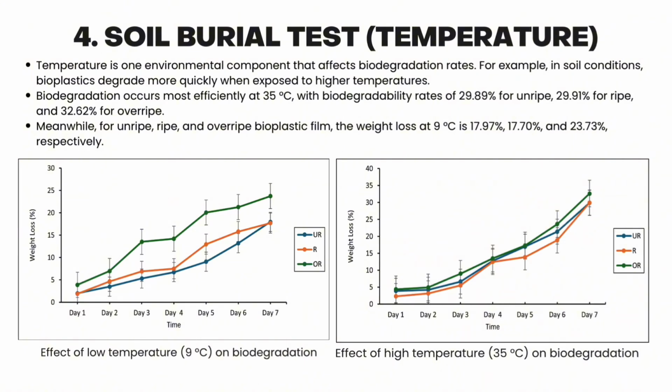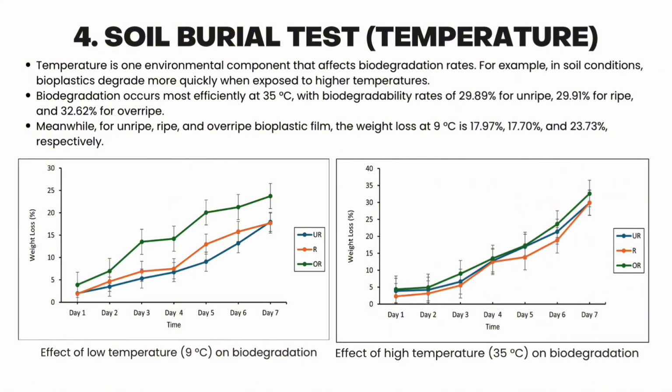At this temperature, the biodegradability rates for the different stages of banana peel bioplastics were 29.89% for unripe, 29.91% for ripe, and 32.62% for overripe. These results clearly show that all the bioplastic samples, regardless of ripeness, degrade more quickly when exposed to warmer conditions, with the overripe films showing the highest rate of weight loss.